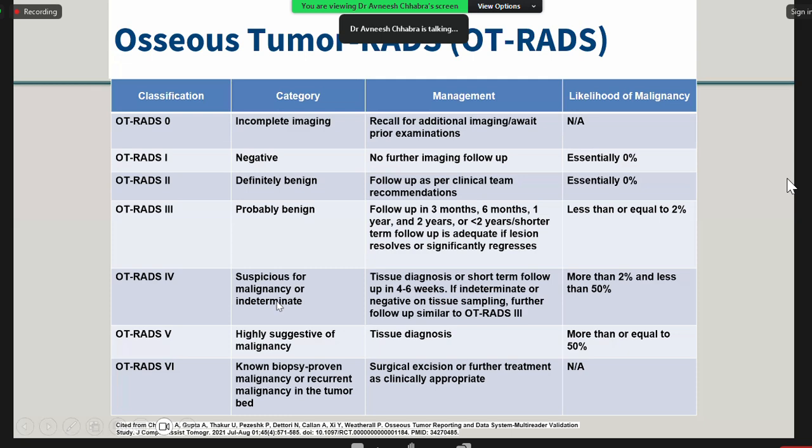Then 4 was suspicious for malignancy, for an indeterminate lesion. So now you're getting up to 50%. And in that case, either you go straight to tissue diagnosis or you can do a very short-term follow-up.